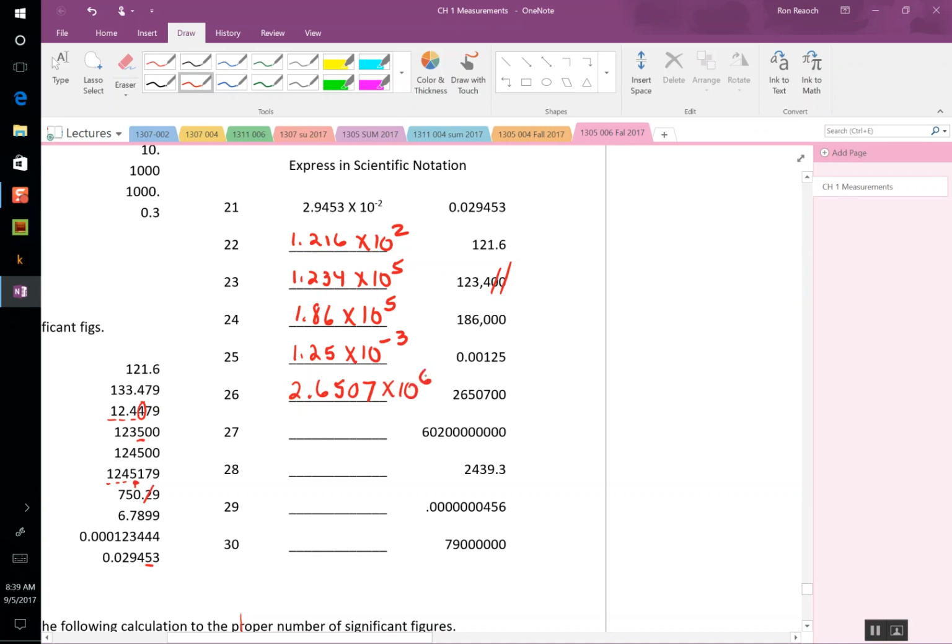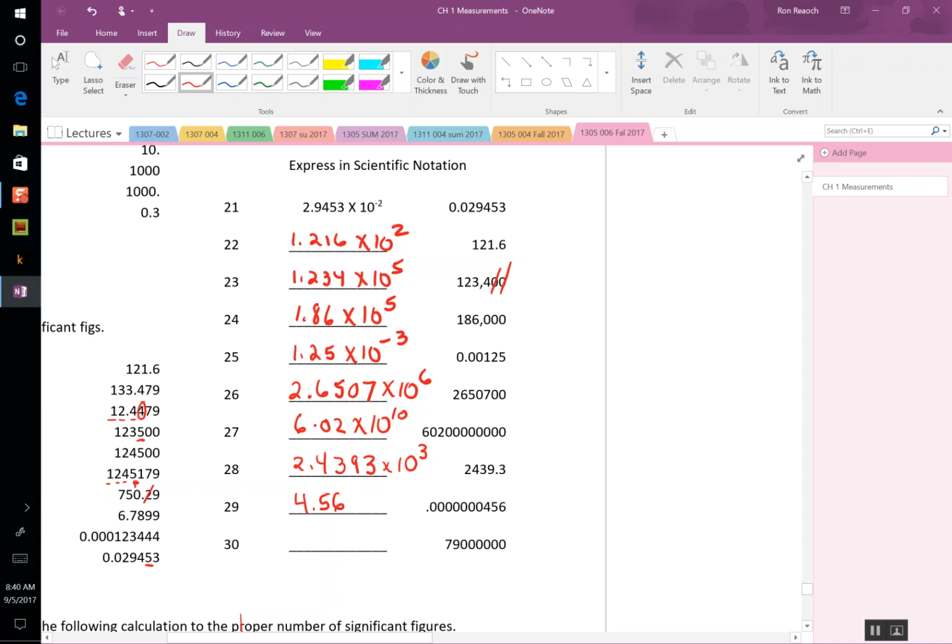6 places. All right. Okay, Blessing, let's let someone else do this next one. 6.02 times 10 to the 10th power. 10th? Yes. All right. Number 28, I'll do that. 2.4393. We're going to keep all those numbers. But we have moved it now 1, 2, 3 places.